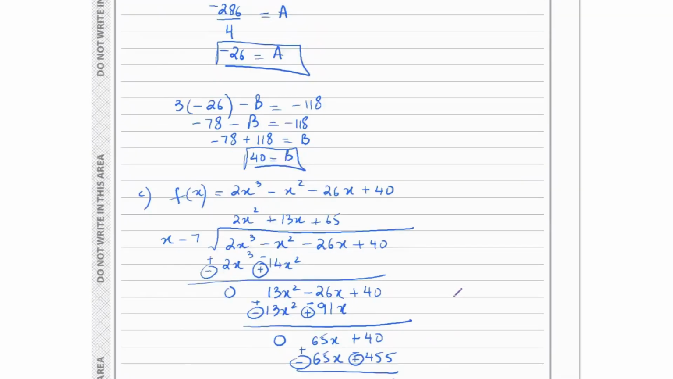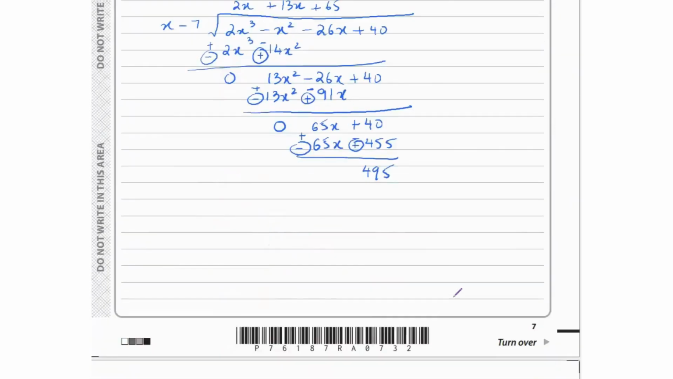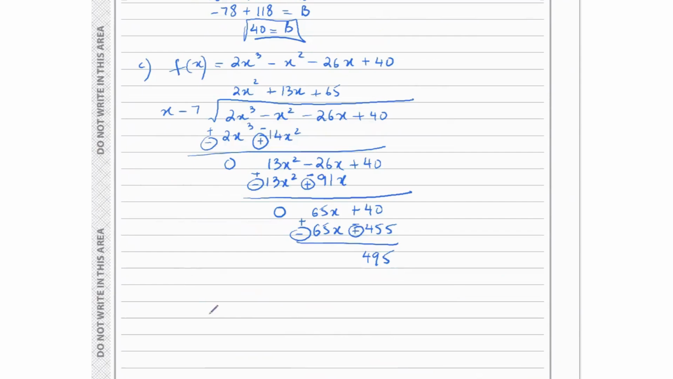So the question was asking us to find the quotient. Quotient is going to be 2x squared plus 13x plus 65. That is your quotient. 495 is your remainder. That's your answer.